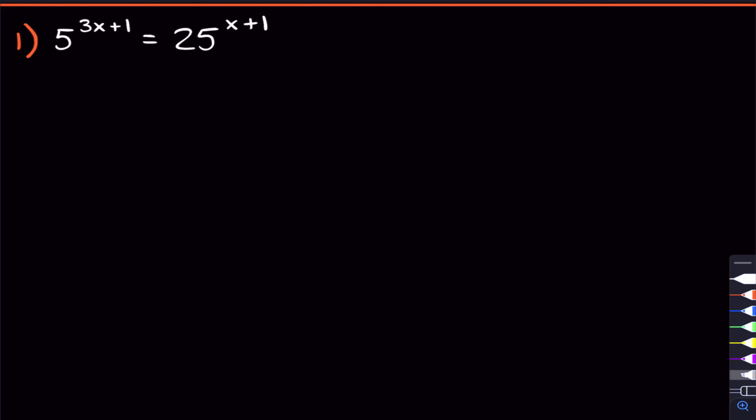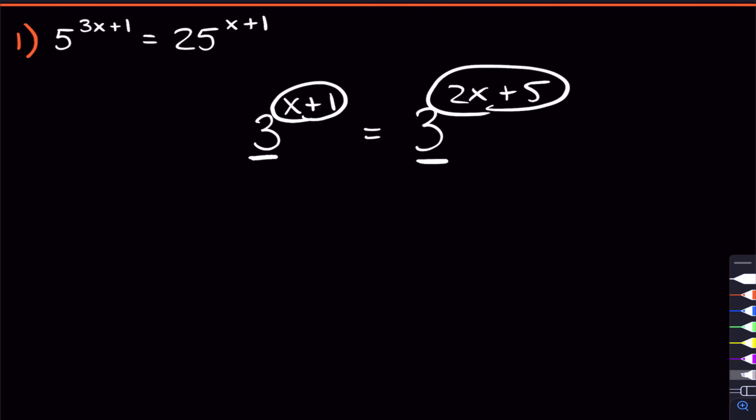So starting with this first problem, how the heck are we going to solve for x? Well, it would be really nice if these two numbers were the same, because then we would know that the exponents are equal. And here's what I mean by that. If we had something like 3 to the x plus 1 equals, let's say, 3 to the 2x plus 5. Since these two numbers are the same, we would know that the exponents are equal. That has to happen in order for these two things to be equal.